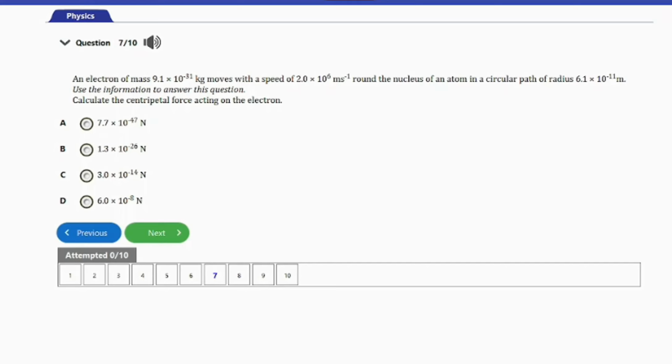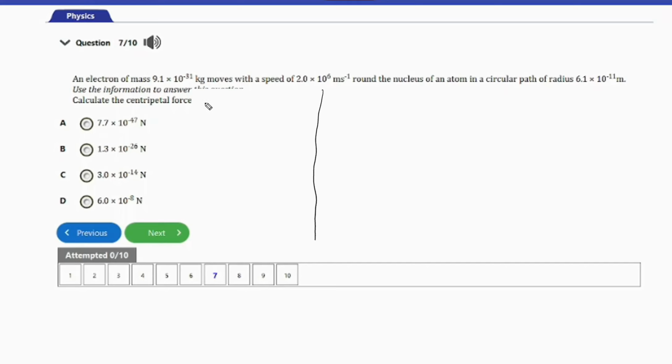The next question we have here is question number 7, guys. It says, an electron of mass 9.1 times 10 to the power of negative 31 kilograms moves with a speed of 2.0 times 10 to the power of 5 meters per second round the nucleus of an atom in a circular path of radius 6.1 times 10 to the power of negative 11 meters. Use the information to answer this question. Calculate the centripetal force acting on the electron.